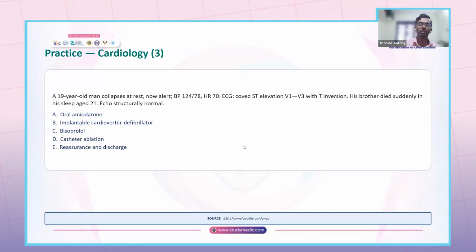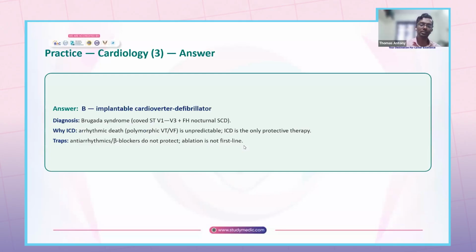So we know that the echo is structurally normal. So ICD is the treatment. So what is the diagnosis here? We have Brugada syndrome. All these features are included in this. So why ICD? Because there is a high chance of arrhythmic death here. Okay, because it can progress into VT or VF.